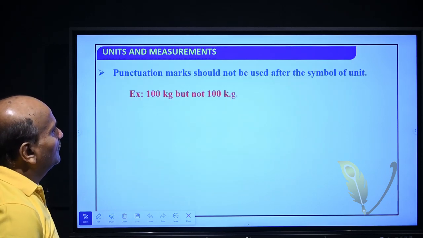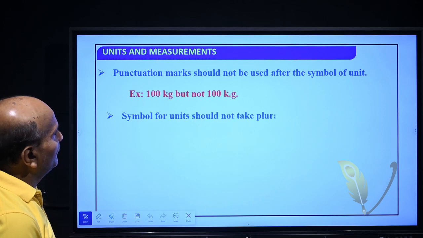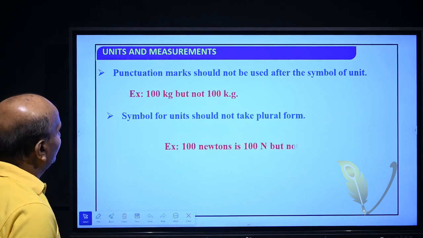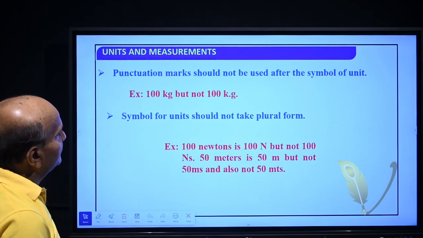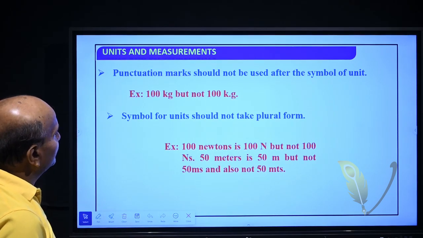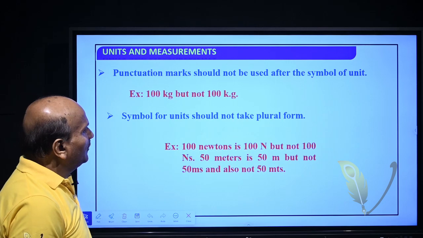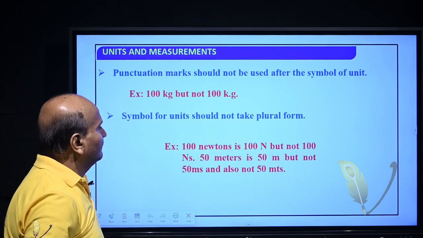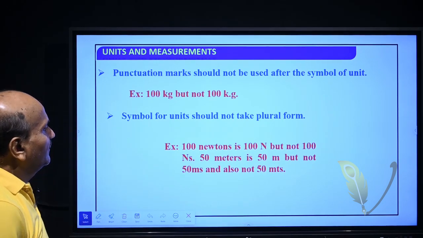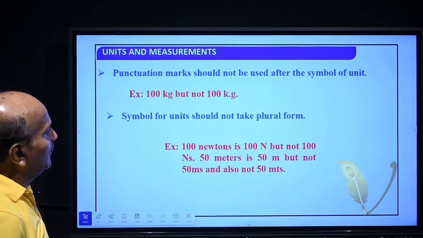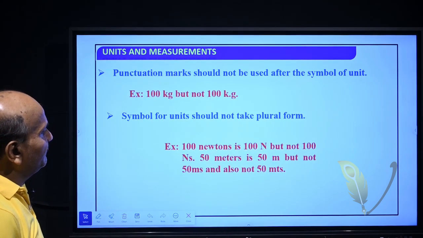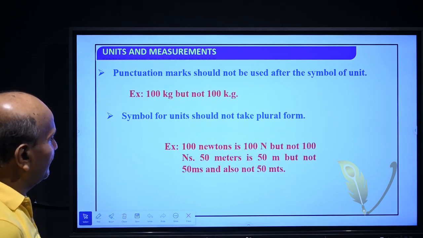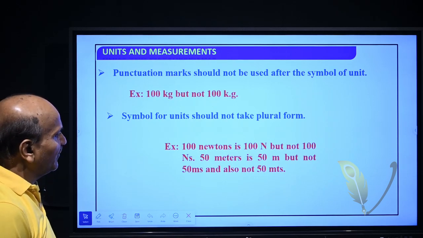Punctuation marks should not be used after the symbols of units. Example, 100 kg but not 100 k.g. Symbols for units should not take plural form. 100 newtons is 100 N but not 100 Ns. 50 meters is 50 m but not 50 ms, so it is not written in the plural form.